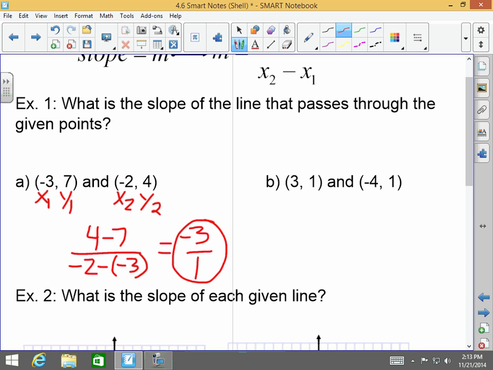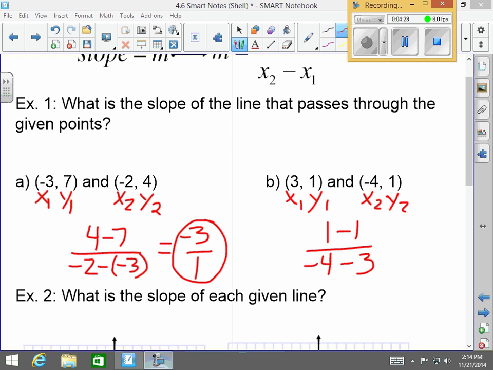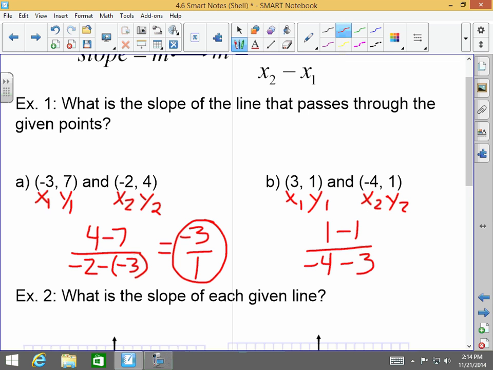I should pay attention. Okay, B: x1, y1, x2, y2, y2 minus y1 over x2 minus x1. All right, so I have 1 minus 1, that's 0 over negative 7. So this is a 0 slope. That means that the line will be horizontal.